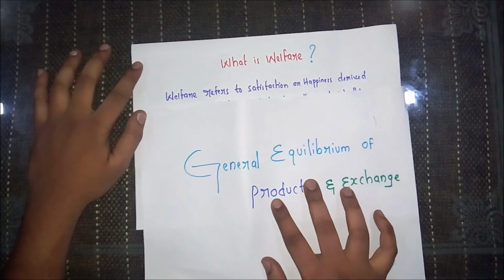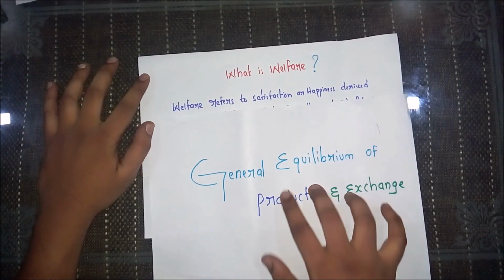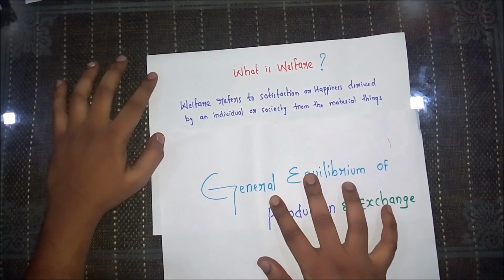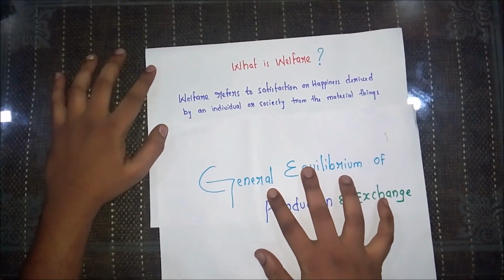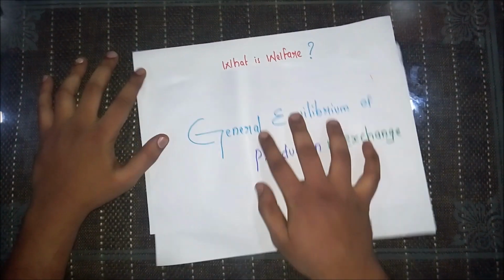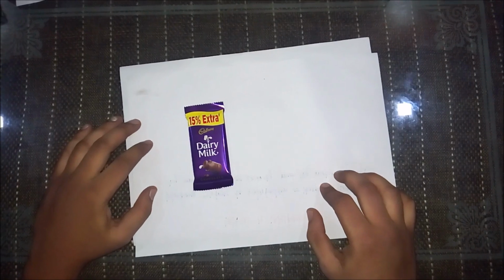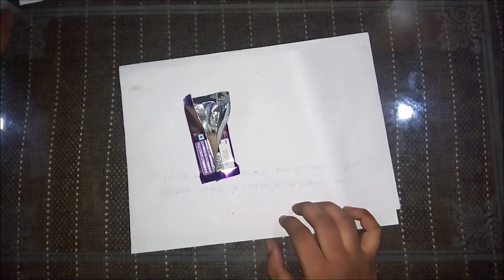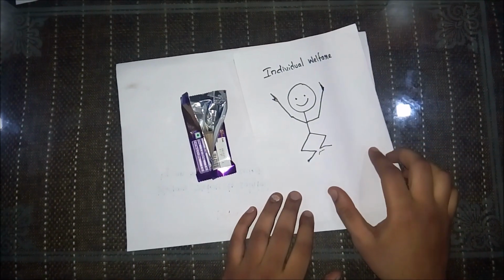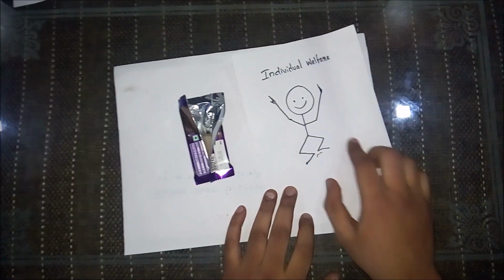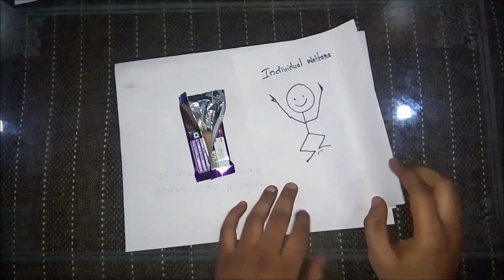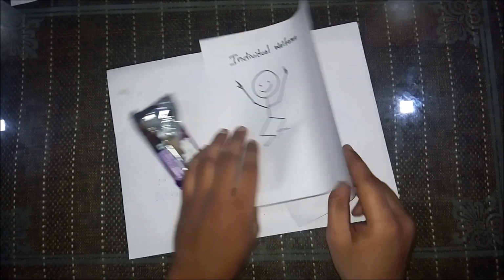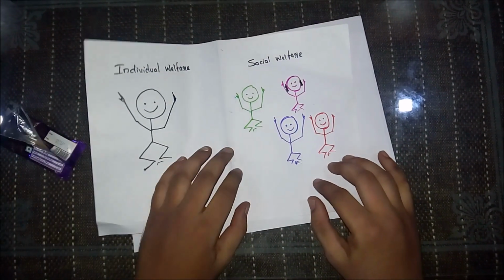Welfare refers to satisfaction or happiness derived by an individual or society from the material things. Now, suppose I have a material thing with me. After consumption, I get satisfied, and this satisfaction is known as individual welfare. When we group them, it is known as social welfare.